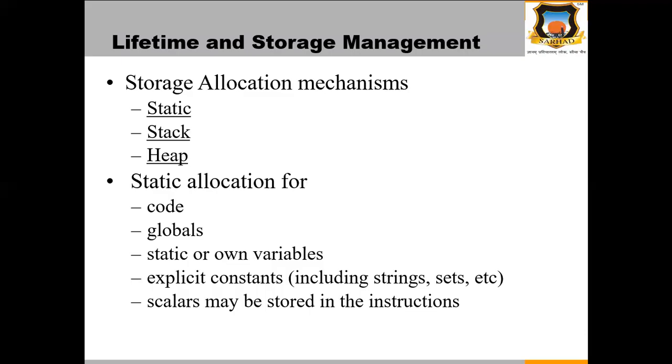Static allocation is used for the code, for global variables, and for static variables and local variables also. It is also used for explicit constants, which may include strings, sets, etc., and scalars that may be stored in the instructions also. So static allocation is used for the program, that means code, global variables, static variables, local variables, and constants.